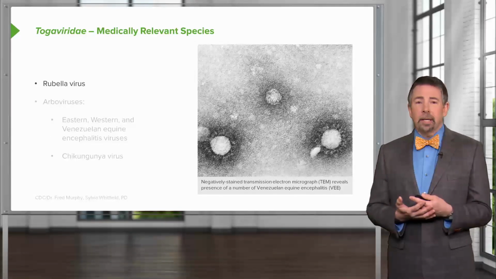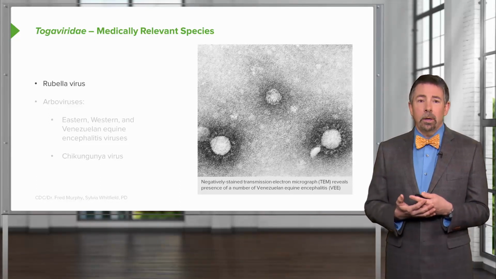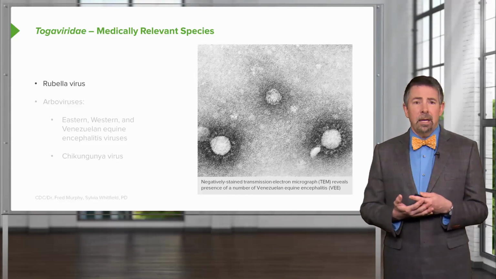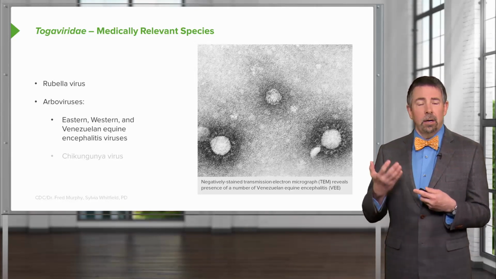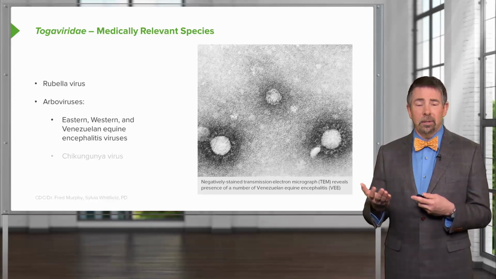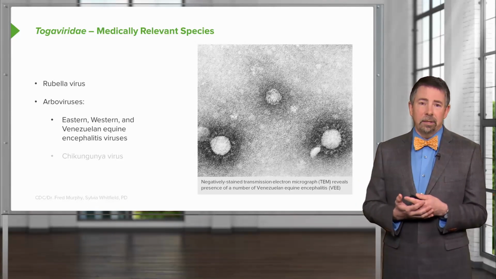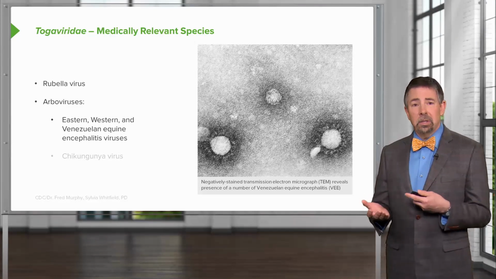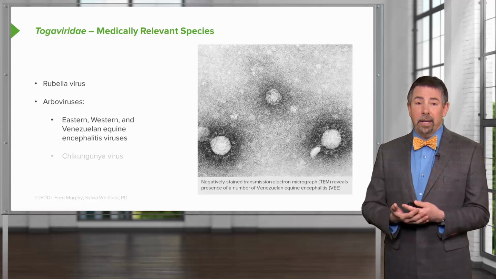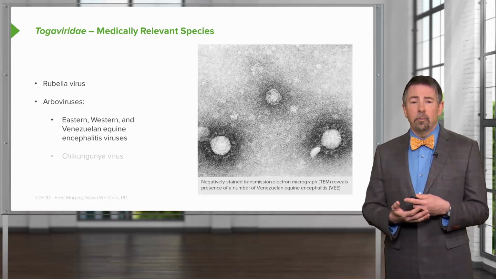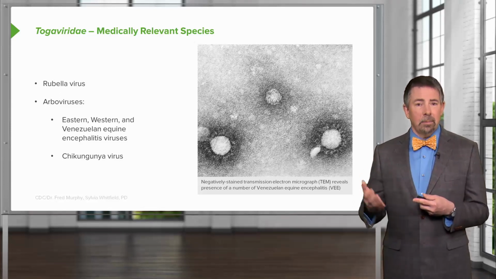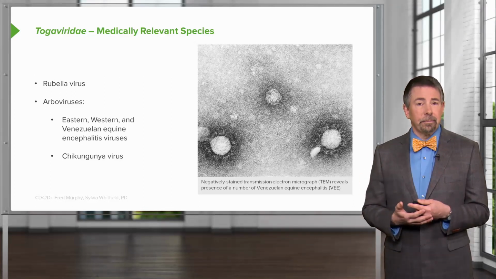There are several medically relevant viruses we'll talk about under the Togavirus heading. One of those is the Rubella virus, the cause of German measles. But then the arboviruses, which are vector-associated, mosquito-inserted viruses, are also important. These include several different encephalitis viruses known as the Eastern, the Western, and Venezuelan equine encephalitis virus, and of recent fame, chikungunya virus, which is emerging in significance as it comes across Central and South America.